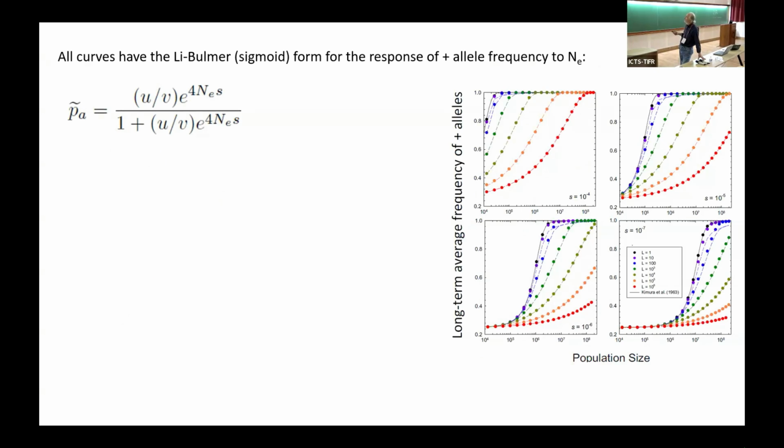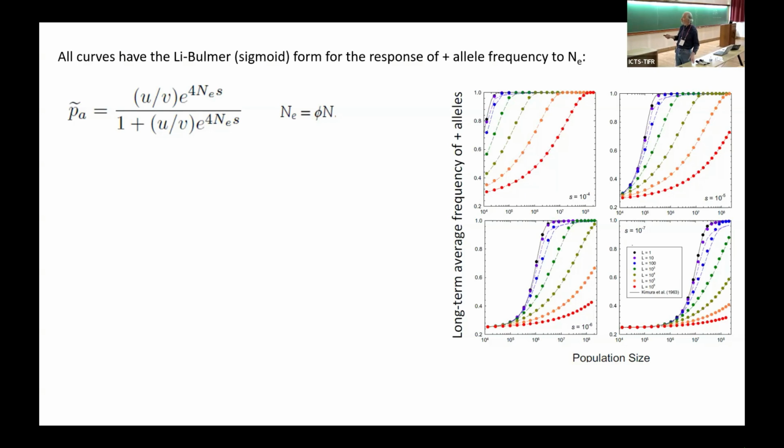These are the kind of plots I just showed you, and it looked to us that they're all sigmoid, and they seem to have the same flavor, the same sort of behavior as the Lee-Balmer equation, which I showed you a few minutes ago. And so we're thinking, well, it's not Lee-Balmer because this doesn't work with the absolute population size. But maybe if we could figure out with a system like this what the effective population size was, we could get everything to work. And we figured that out, and that's why these lines go through the data points from simulation.